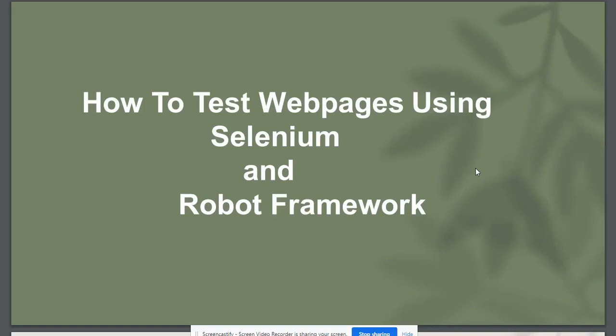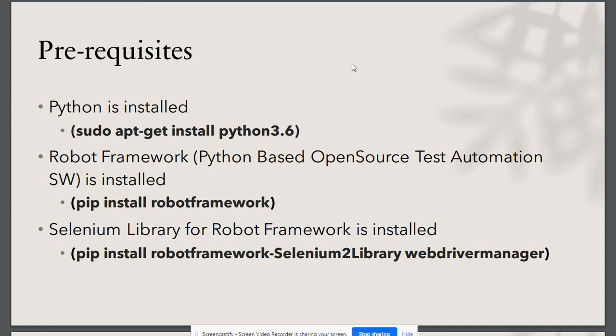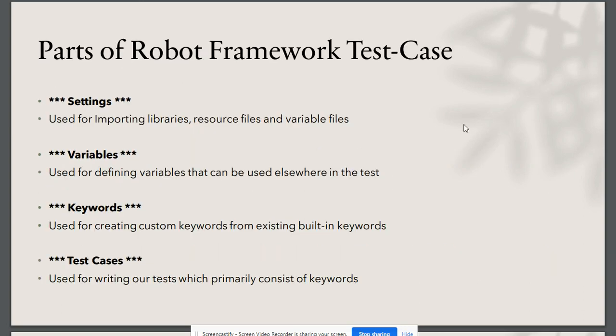Today, we will learn how to test web pages using Selenium and Robot Framework. The prerequisite is that Python is installed on our system, Robot Framework, which is a Python-based open source test automation software, is installed on our system, and then the Selenium library is also installed on our system.